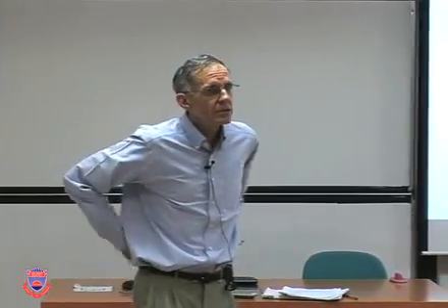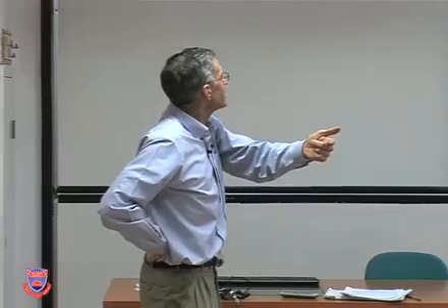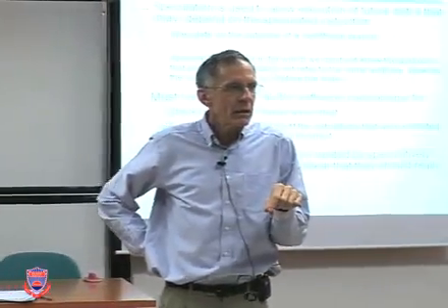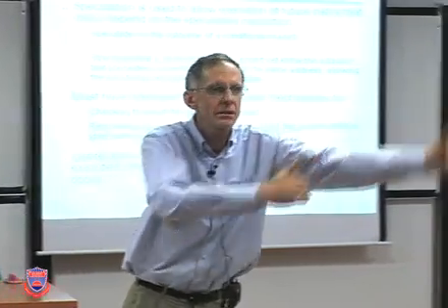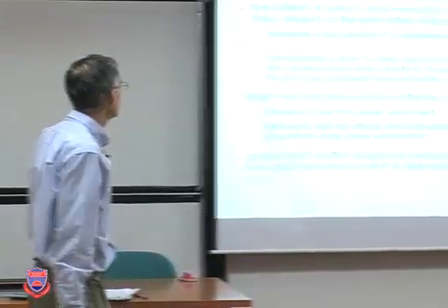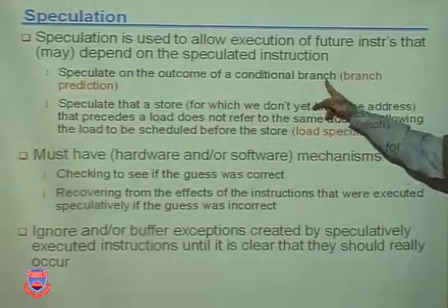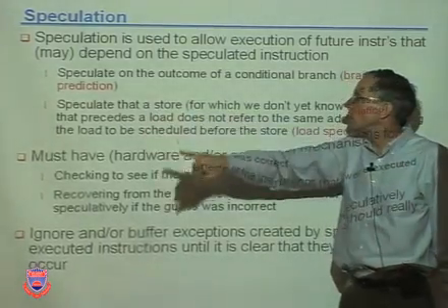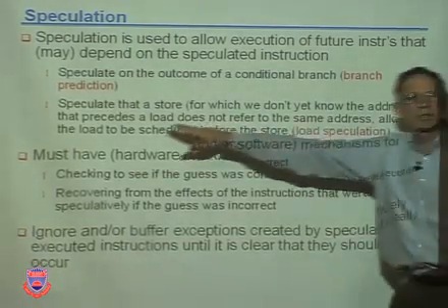I mentioned that the EPIC uses speculation. Actually, a lot of these approaches use speculation. Speculation is used to allow execution of future instructions that may depend on the speculated instruction, right? So I'm assuming, for example, that this speculated instruction takes me that way, and I start to execute in the future. It seems like advanced knowledge, okay? So you speculate on the outcome, for example, of a conditional branch. We've already talked about that a little bit, so that's called branch speculation. Or you could speculate that a store which precedes a load does not refer to the same address. And that would allow me then for the load to be scheduled before the store.